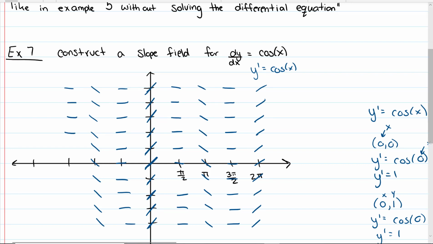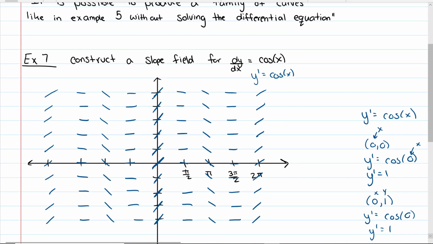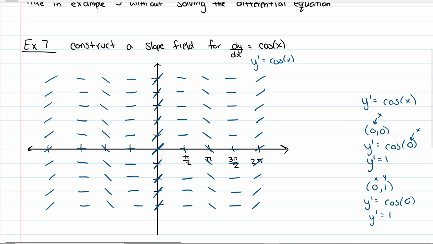Again, what I'm doing is taking the x value and plugging it into my function. If there was a y value in my function, I would also need to plug in the y value. Cosine of 2 pi is 1, so I get a slope of 1. And there's my slope field. If you compare that to what you had in the last problem, you'll notice it's the same.